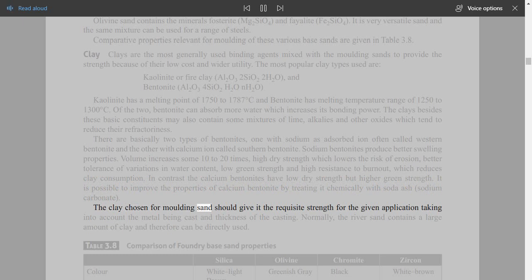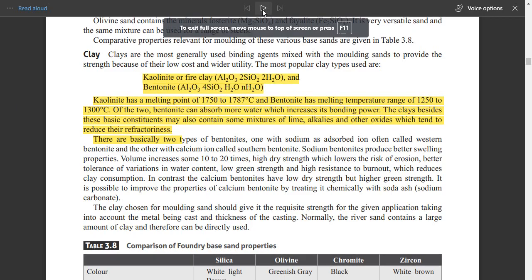The clay chosen for molding sand should give it the requisite strength for the given application, taking into account the metal being cast and thickness of the casting. Normally, the river sand contains a large amount of clay and therefore can be directly used.